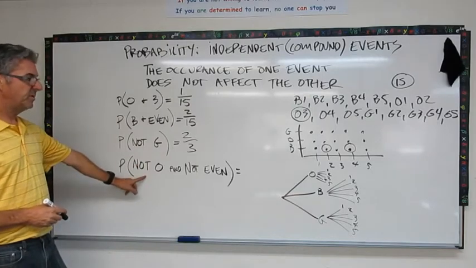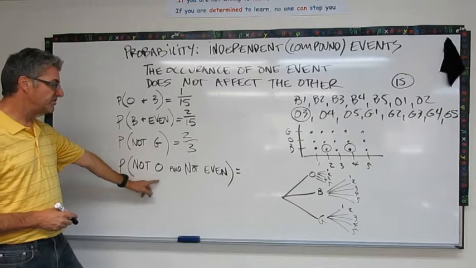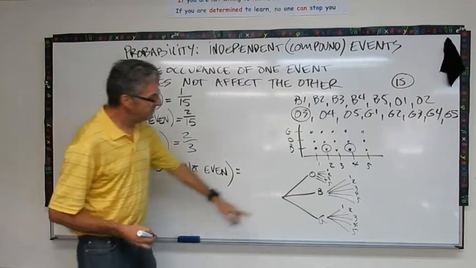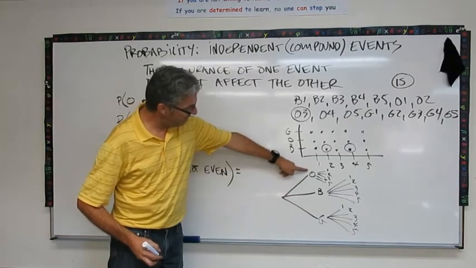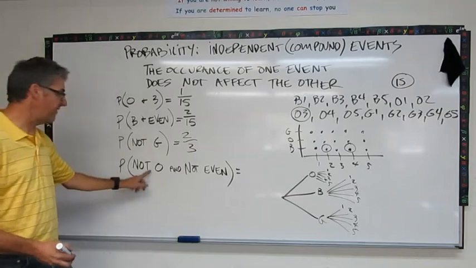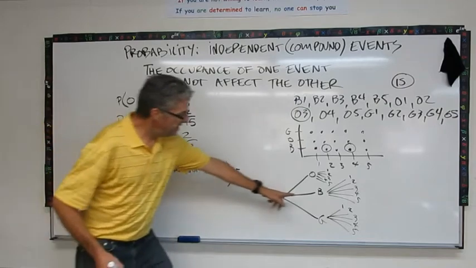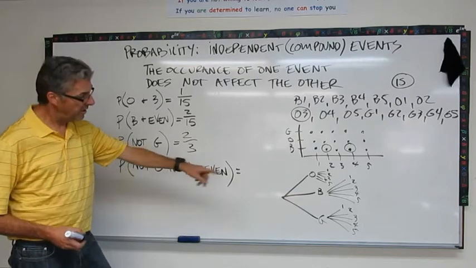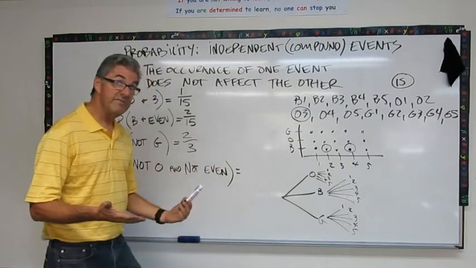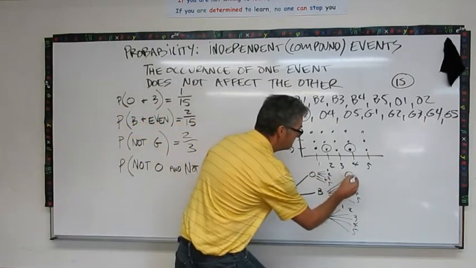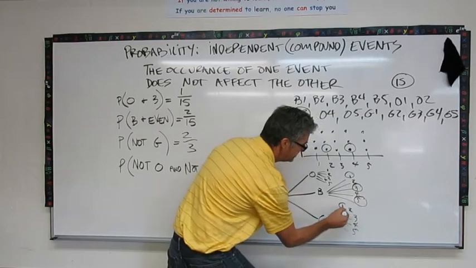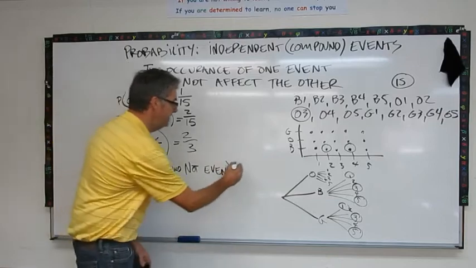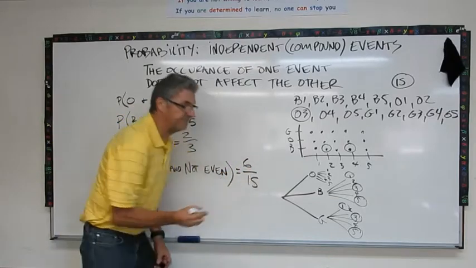Now this last one is perhaps the most complicated one. Not orange and not even. So I'm going to go take a look at my tree for that one. Not orange. So this branch doesn't matter. Everything that goes off the orange branch has an orange, does not satisfy our not orange. So we can now analyze the brown and green branches and see what we've got. So we just want not even on the brown and green. So not even is odd, so that would be this one, and this one, plus that one, and that one. So that's 6 outcomes out of our 15, so that would be 6 over 15.